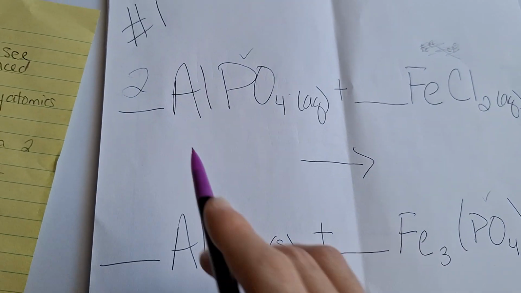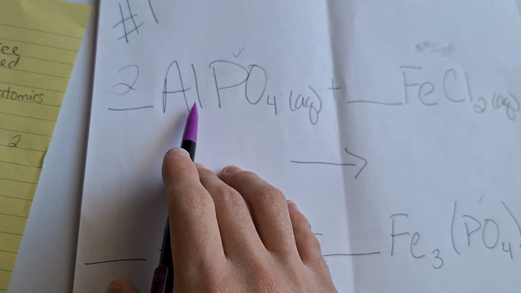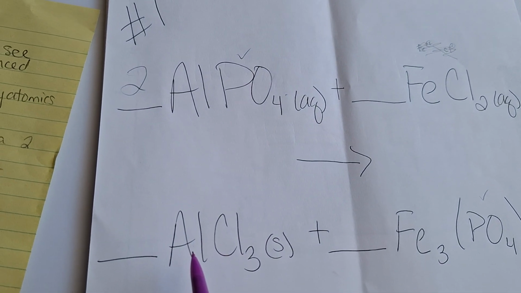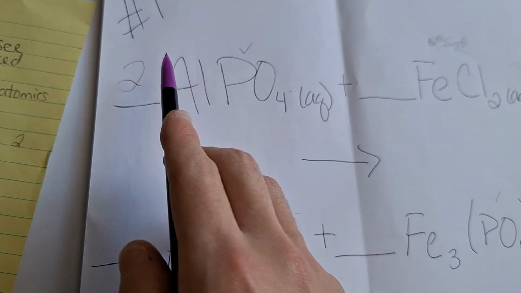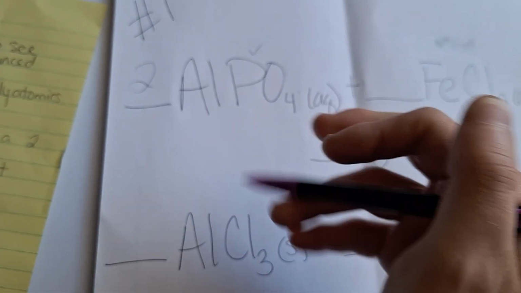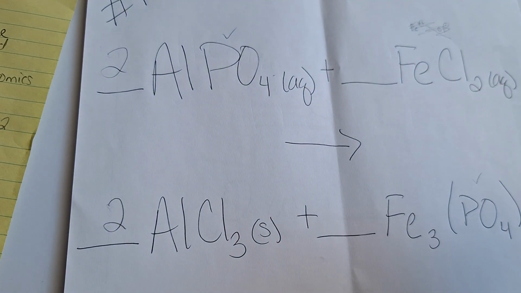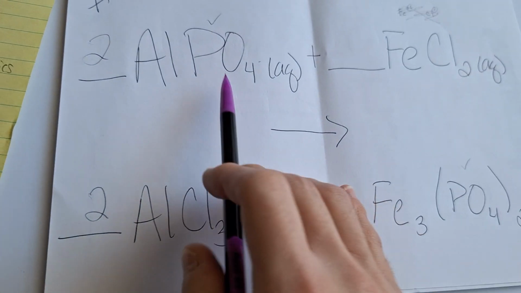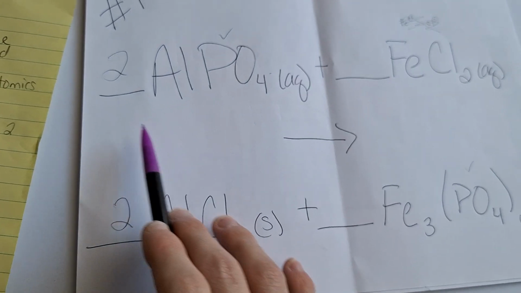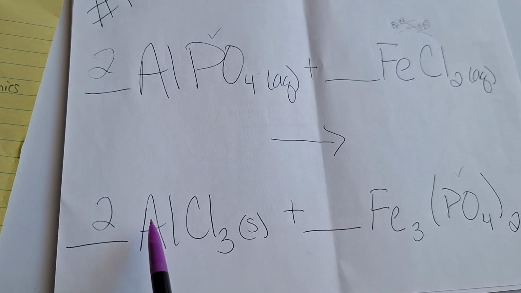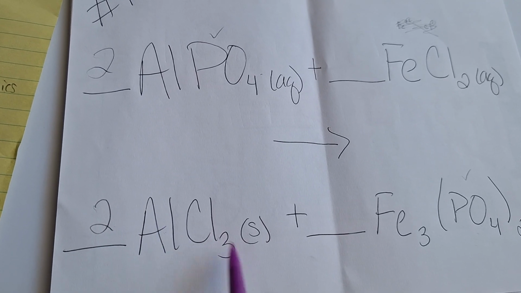Okay? But now we have 2 aluminum, and down here we only have 1. So that's not balanced. Now we have to balance out the aluminum, so we'll try it with a 2. Now we have 2 phosphates and 2 aluminums on each side. So that checks out. But now our chlorines are unbalanced.